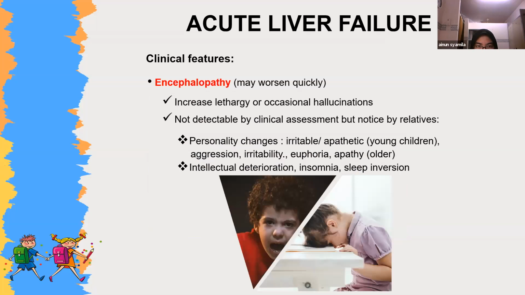They also may present with encephalopathy, which may worsen quickly, in which they will present with increased lethargy or occasional hallucination. This is usually detected by the relatives, who notice that the child is having personality changes, such as becoming more irritable, or more aggressive in older children. They also may present with intellectual deterioration, insomnia, and a sleep reversal pattern.